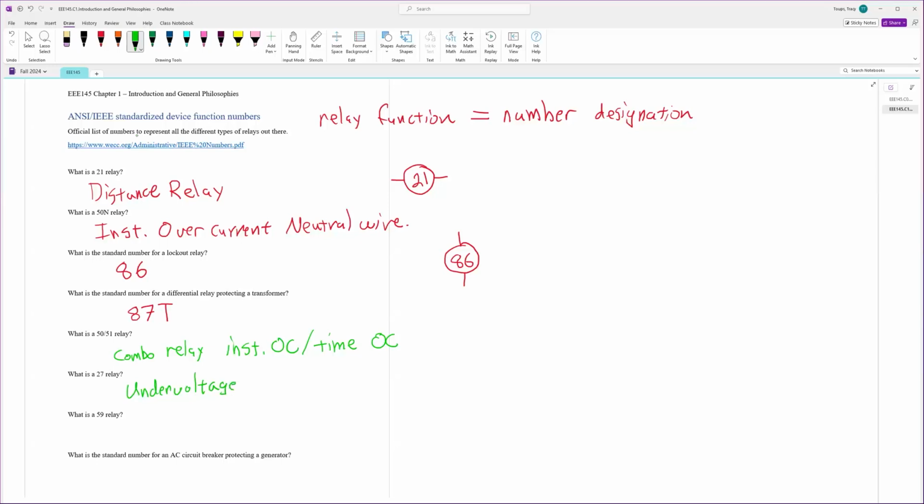So if this power system gets below a desired voltage we set, we're going to trip something offline or do something. Okay. Switch some colors. So 59 relay is going to be the opposite of that, I believe. That's an over voltage relay.